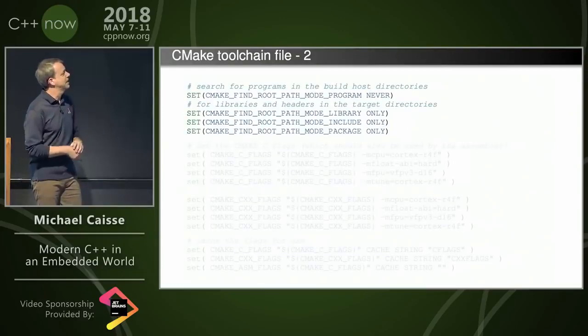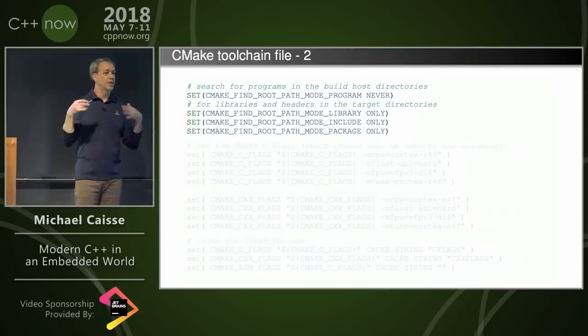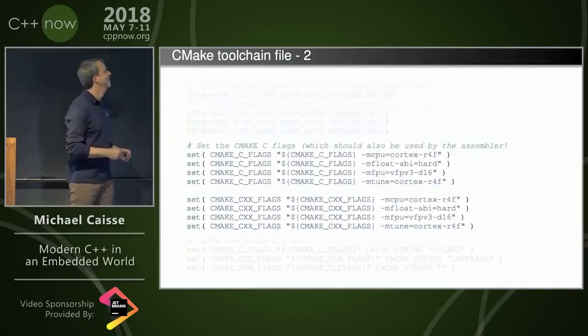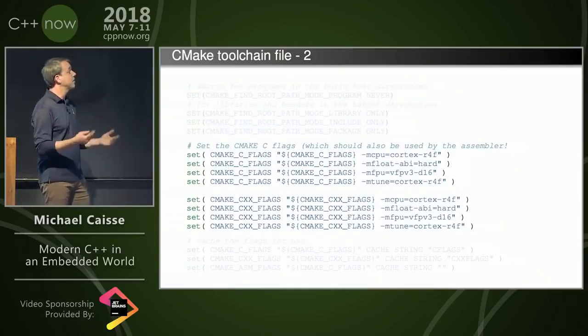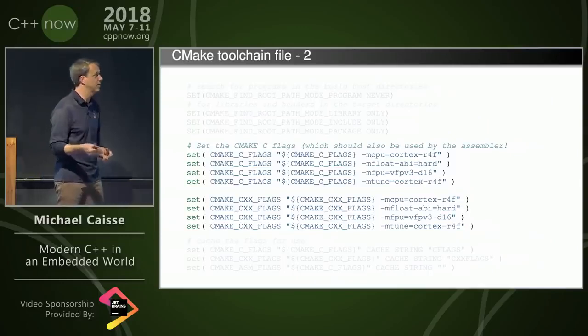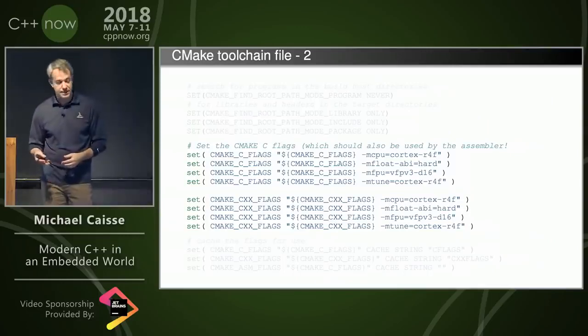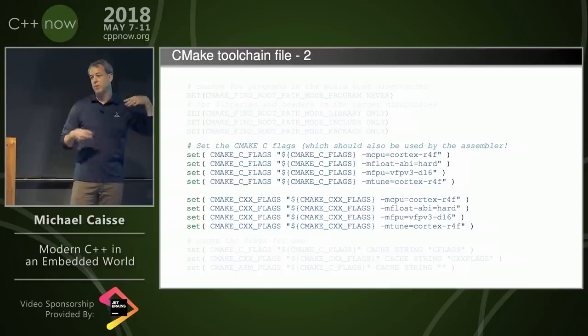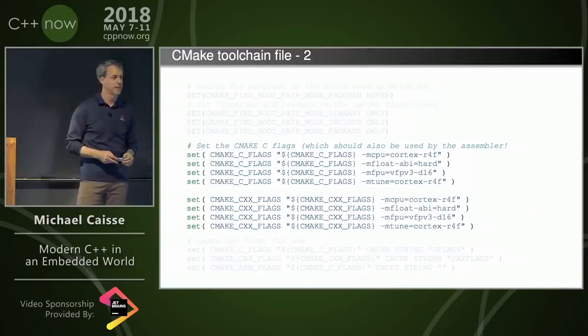We're going to add some more things, which is like, hey, you can find your executables on the host, but please do not find the libraries from the host paths. That would be very disappointing. And then some other information like what kind of MPU do we have? What kind of floating point processor is inside of this? There's actually a VFPv3 processor, D16, which means that it has 16 double wide registers for floating point inside of it. So we give it all of the details so that it will generate code that is efficient for us.